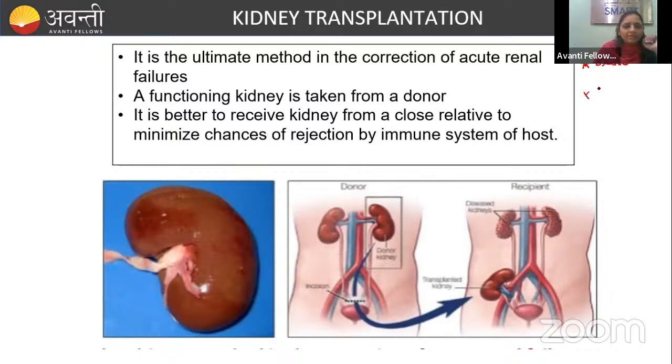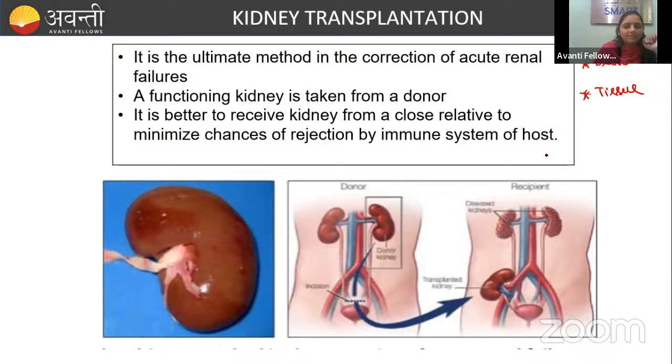Blood should be matched, and also the tissue should be matched. And the kidney will be taken from very close relatives. Okay. And for them, the blood and tissue will be matched. So that's the reason the kidney transplantation will be done.